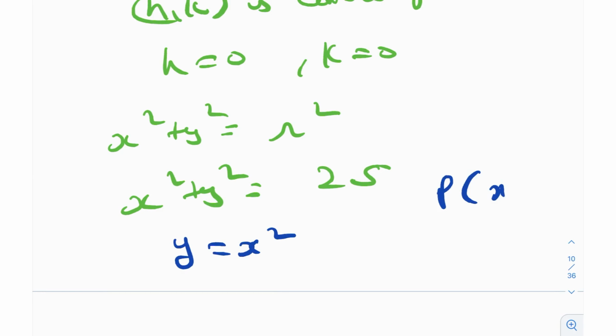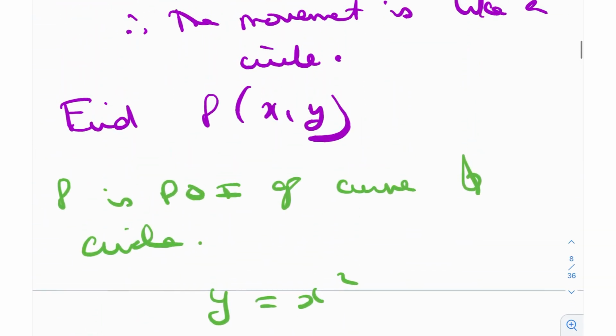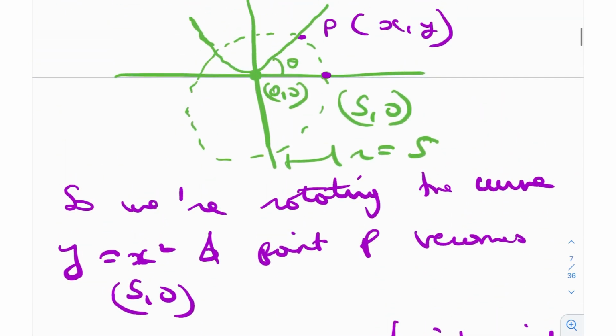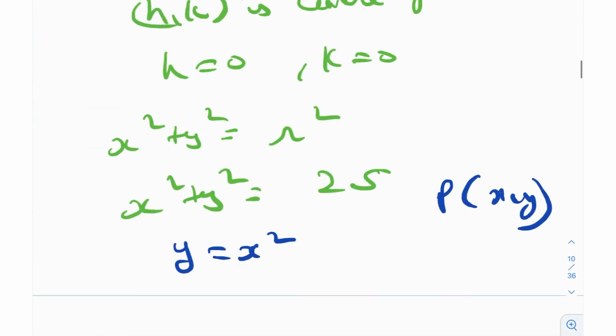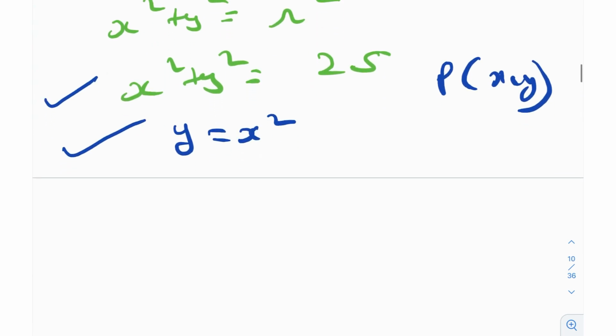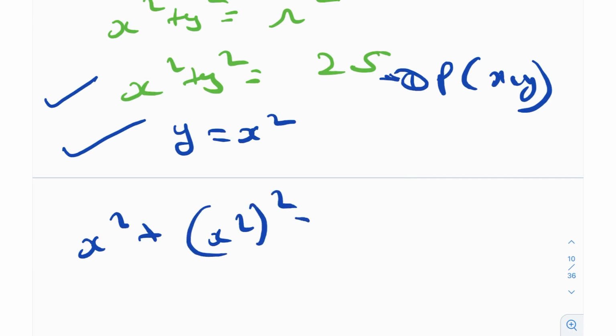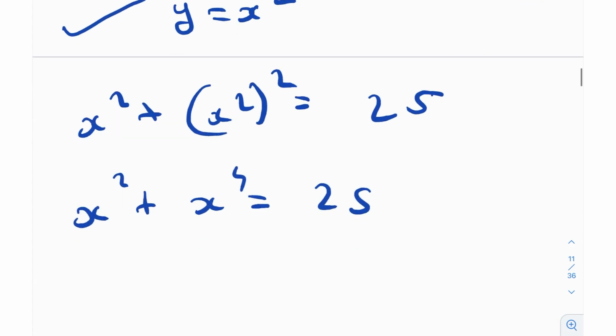And we need to find P of x comma y. P of x comma y is basically the point of intersection of this curve and the circle. Or if you look at it in the diagram, it's this point, the intersection between the curve y is equal to x squared and the circle. So therefore, it must satisfy the equations of both the circle and the curve. What you do is plug y is equal to x squared into the first equation, and you get an equation in which you only have terms of x. So x squared plus x to the power 4 is equal to 25.